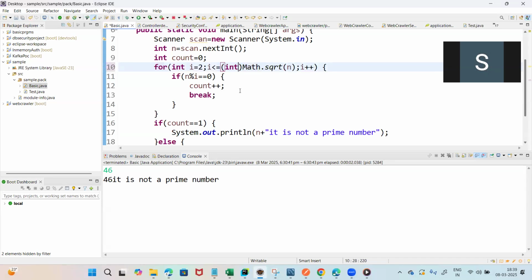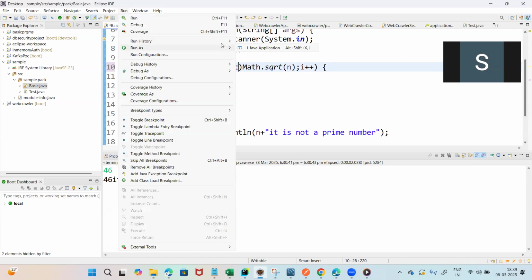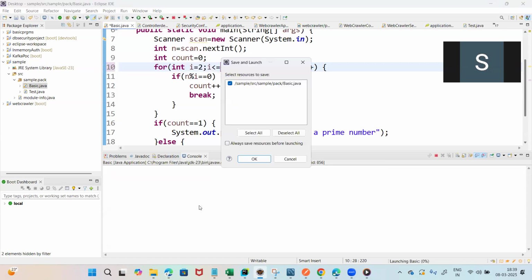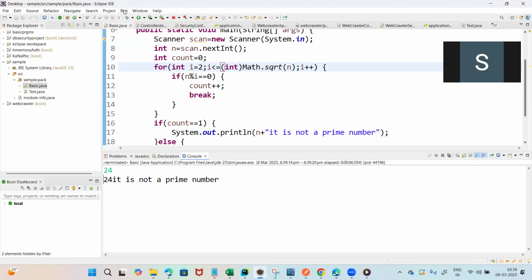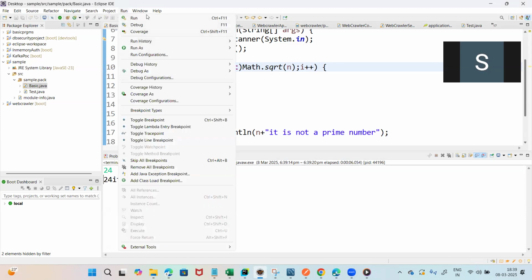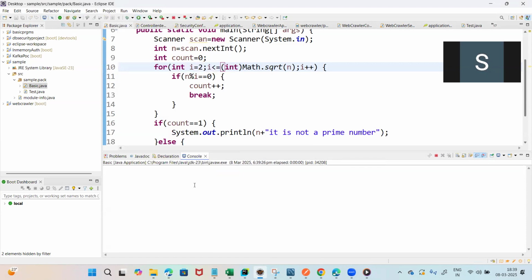See, same logic again, guys. If you find at least one factor, you break the loop and come out and check if my count equals 1. It's not a prime number. Clear? Not a prime number. And Kundan, I'm telling again, don't compare with even or odd.